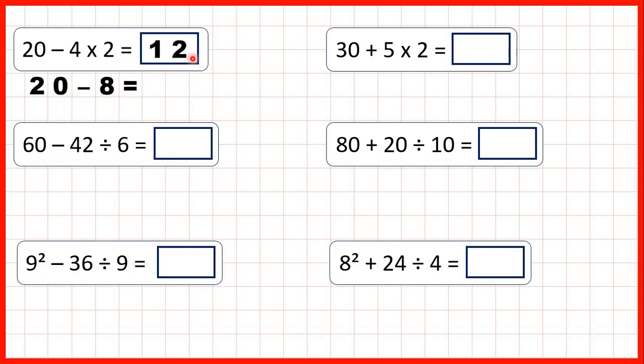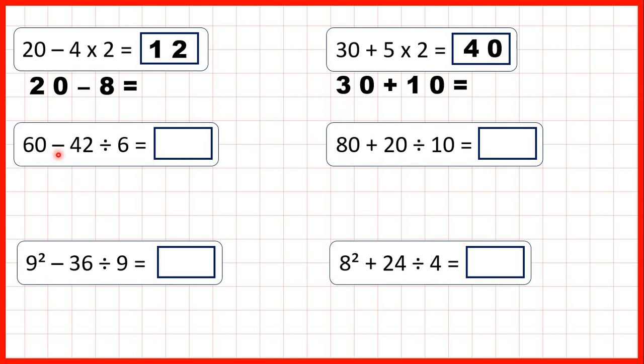So that's our answer. And it's really important to remember that we don't do 20 minus 4 and then multiply that answer by 2. Instead, we do what's in the multiplication first, and then we do subtraction or addition. Now we have 30 plus 5 times 2. Again, we need to remember that we multiply before we add. 5 times 2 is 10, so we need to work out 30 plus 10. That's 40, so that's our answer.